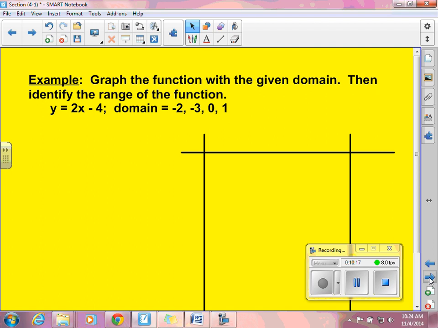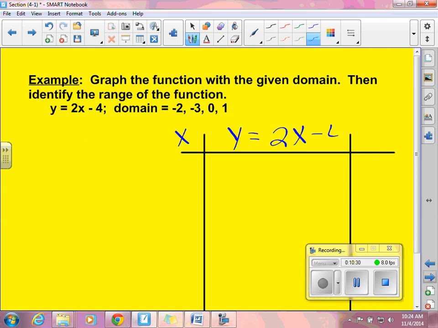So what we're going to do is put the x here, y equals 2x minus 4 here, and I'm going to put my y there, right? Notice that they gave you the domain. So they told you what values they want in. So I'm going to put in -2, y equals 2 times -2 minus 4, y equals -4 minus 4, and y gives me -8, right? And then I'm going to draw my line.